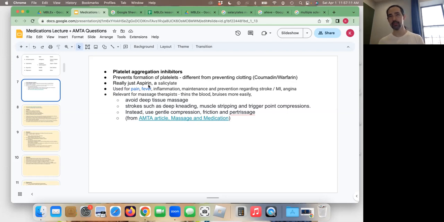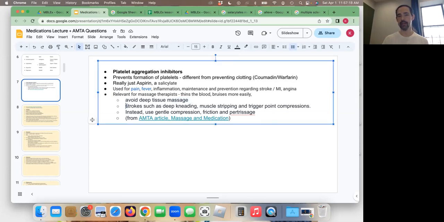If someone is taking aspirin, they bruise more easily. So you have to avoid deep tissue massage, and they may specify such strokes as deep kneading, muscle stripping, and trigger point compressions. I've seen that on some of the practice questions, like a client is taking aspirin or warfarin or Coumadin, which are different medications, but they're medications that prevent clotting. You're supposed to know warfarin, Coumadin, and aspirin make someone susceptible to more severe bruising.